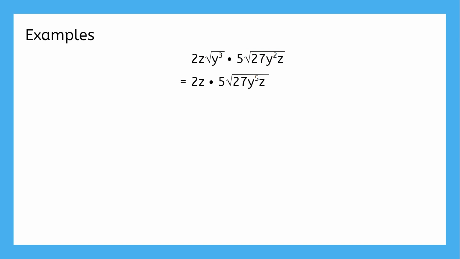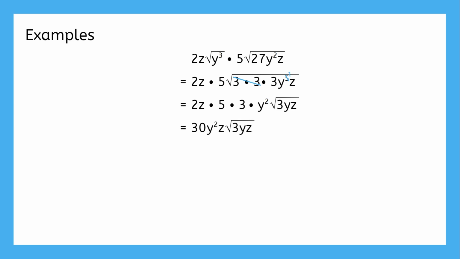Inside the radical, let's factor 27 into 3 times 3 times 3. Now we factor out pairs. We have a pair of 3's, which leaves a 3 under the radical, 2 pairs of y's with 1 y left over, and only 1 z. So that has to stay in the radical with the rest. Now that we've pulled out everything possible, we just need to multiply. 2 times 5 times 3 is 30 times y squared times that z with 3yz left in the radical. So the simplified form of this expression is 30y squared z times the square root of 3yz.